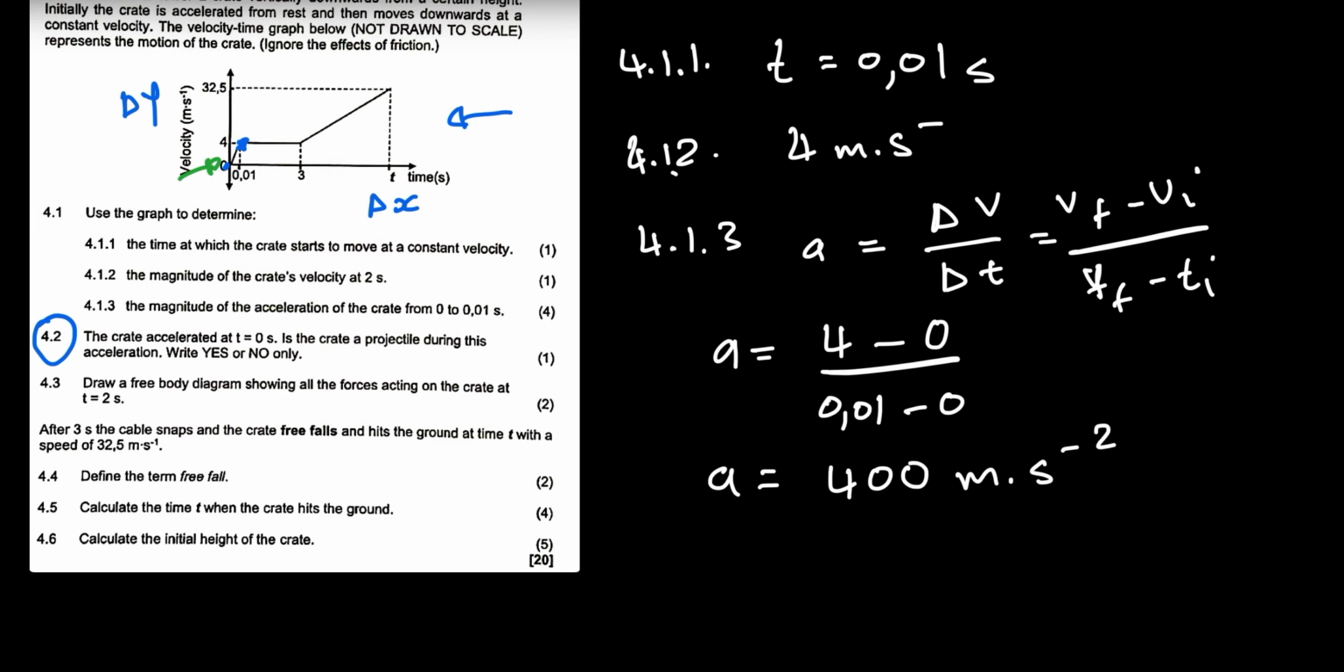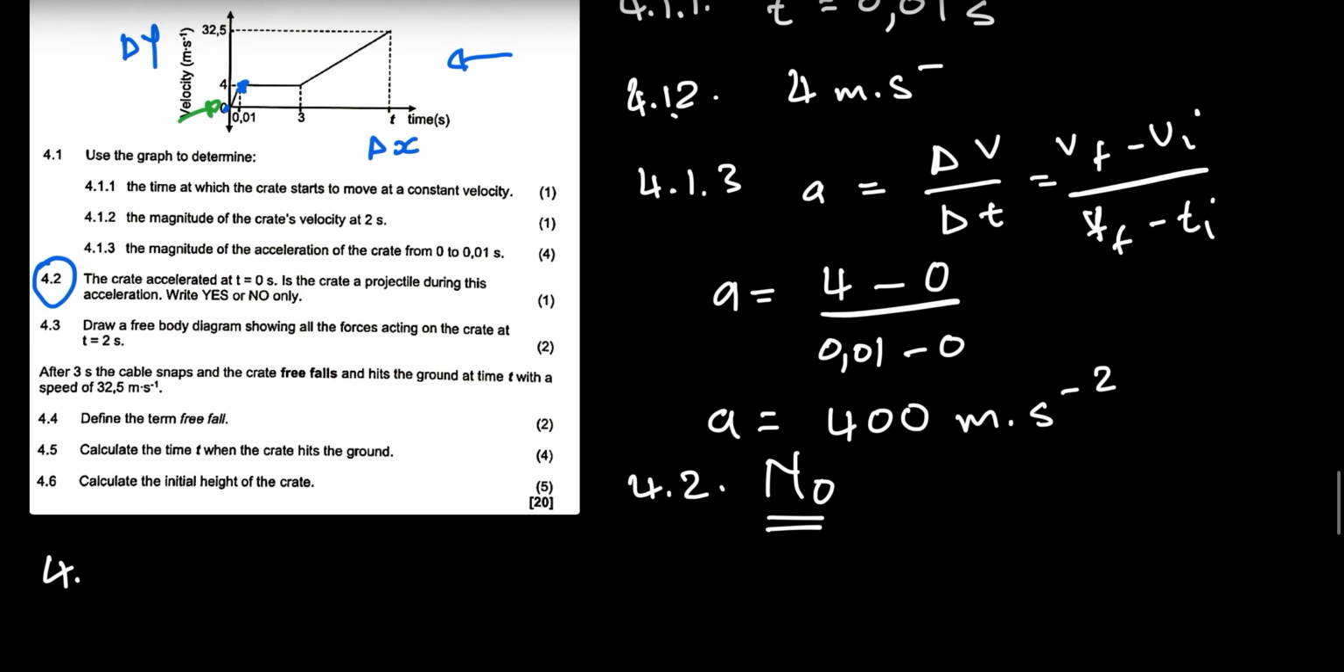We are now doing 4.2. On 4.2, they say the crate accelerated at time equals 0 seconds. Is the crate a projectile during this acceleration? Write down yes or no. That is going to be no. That is not a projectile. Remember, a projectile is only if we have a gravitational acceleration influencing whatever object we have. So that statement should just be no.